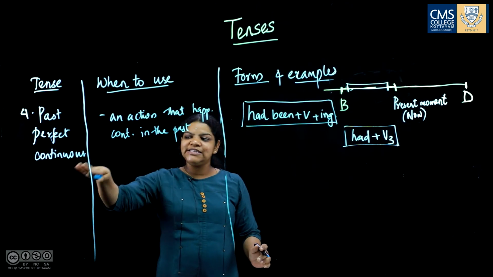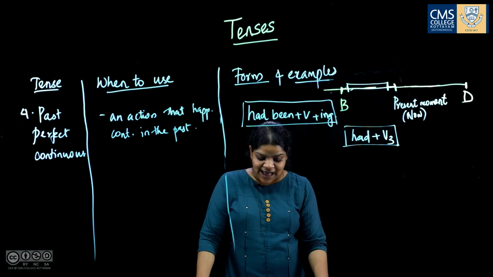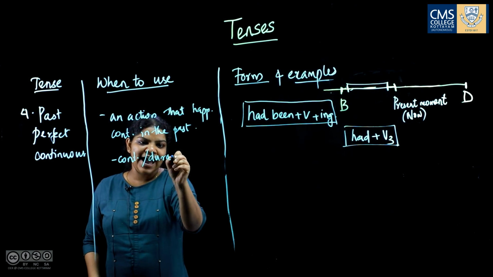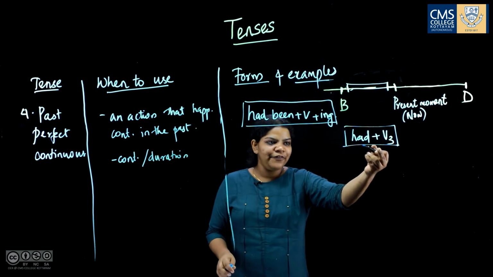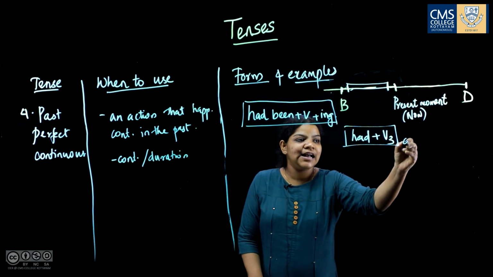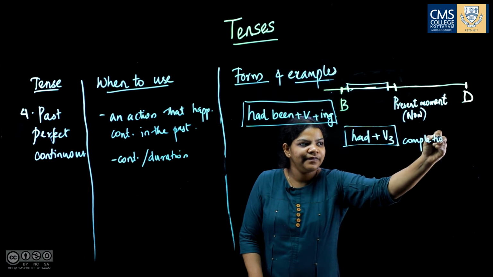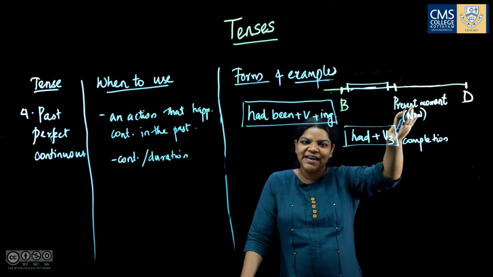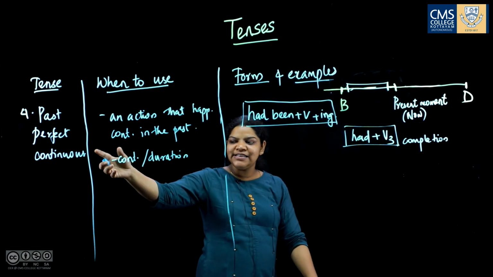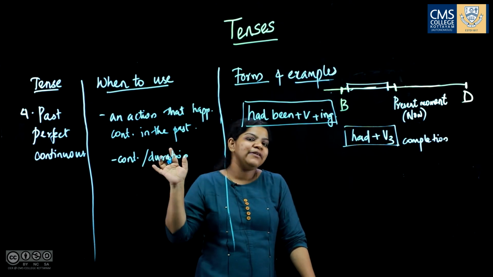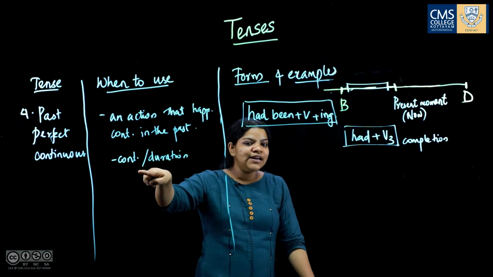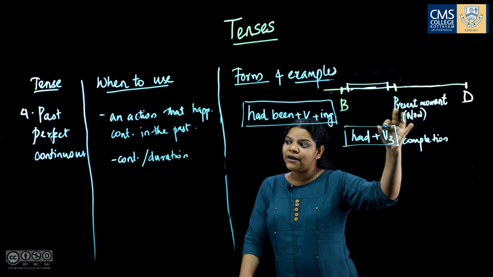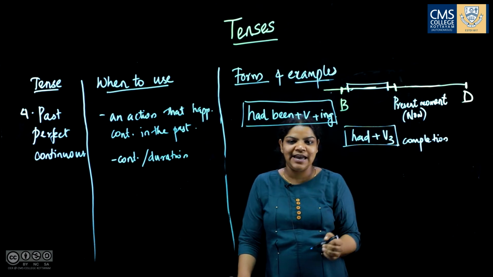Now, the past perfect continuous highlights the continuity or the duration of the action, while the past perfect tense emphasizes the completion of the action. If you remember, we said the past perfect tense is an action that was completed in the past itself. Past perfect continuous tense is also completed in the past. But what is the difference? The emphasis is on the continuous action or the duration of the action. And in the past perfect tense, it is the completion of the action which is the emphasis.